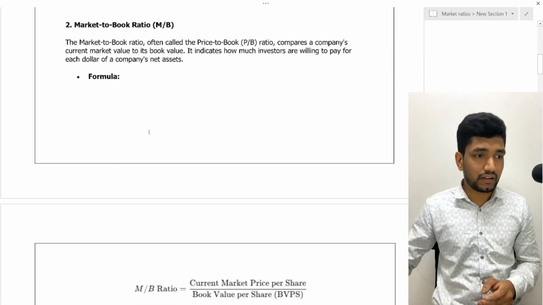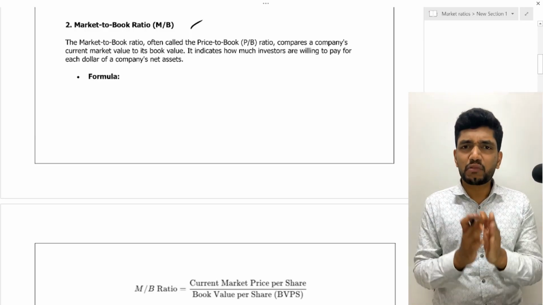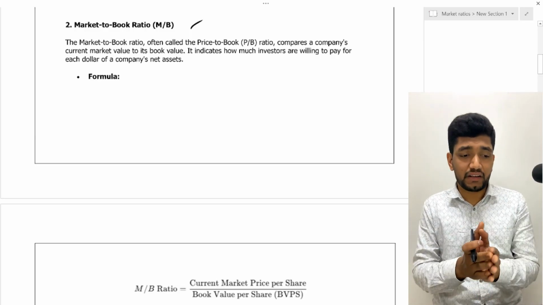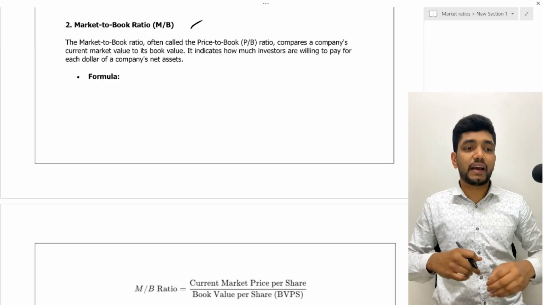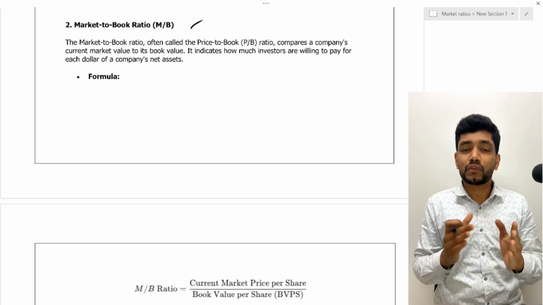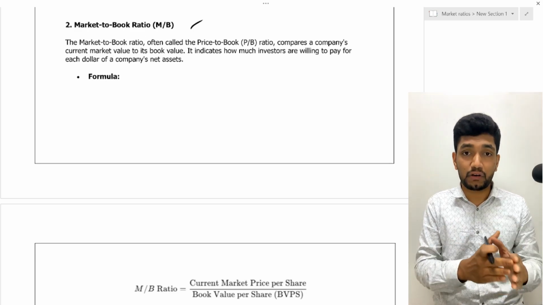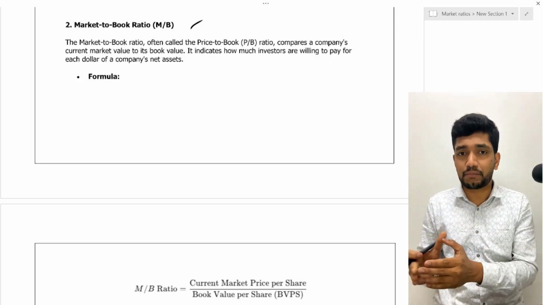So let's move to the next concept, that is the market to book ratio. The market to book ratio is just a comparison. What is the market price per share? What is the book value per share? Again, this comparison will help the investors or the potential investors to assess whether this share is underpriced, overpriced, or fairly priced.